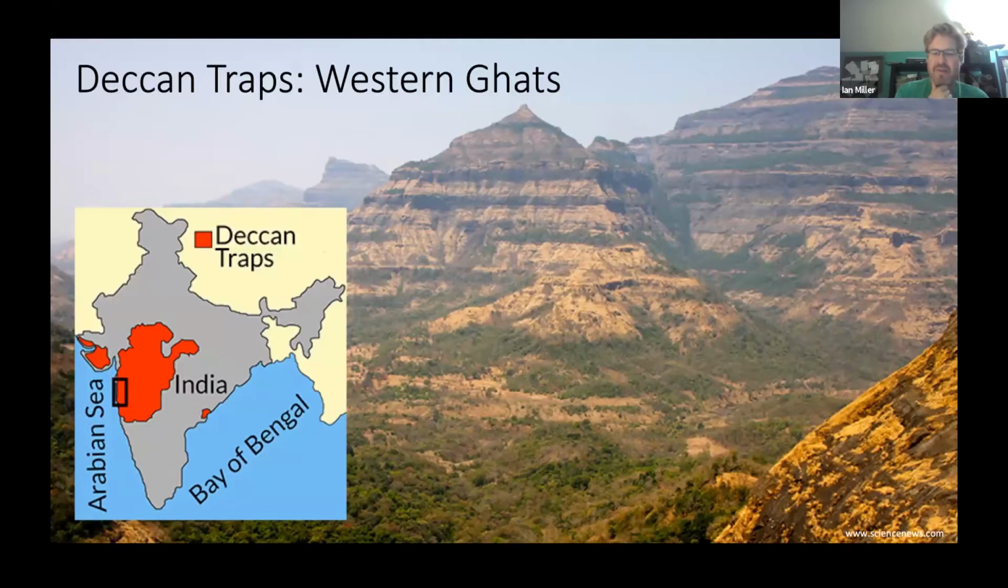So here's a map of them in India, and they're really well exposed. There's a huge central plateau. Then you go to the edge of that plateau and it's incised with river valleys. It's called the Western Ghats, and it's a mountain range. And this is what it looks like. And you can just see layer after layer of basalt flows. Really, really remarkable. And they seem to have been erupted quite quickly.